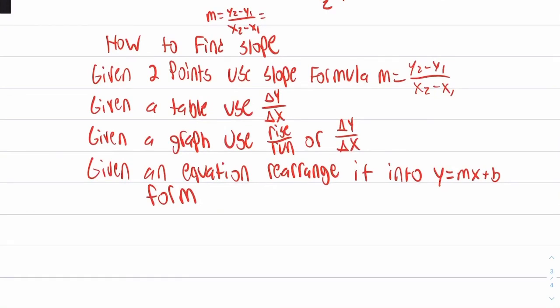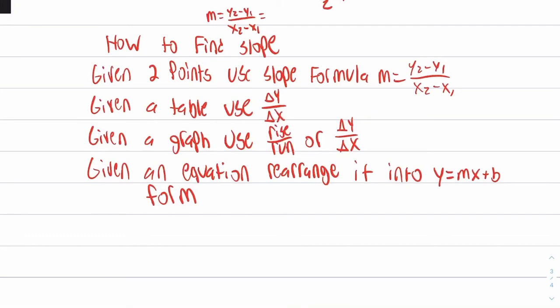That's how it's going to show up on the formula chart. If you're given a table, then the best thing to do is to remember the change in y divided by the change in x. You look from one y to the next, how much did it change? And from one x to the next, how much did the x change? If you get a graph, then you should do rise divided by the run.